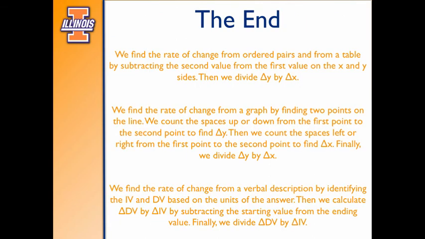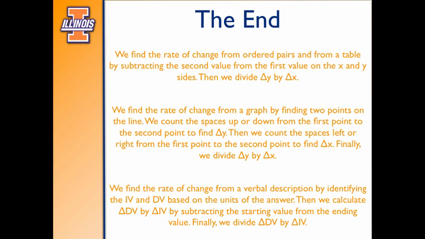Well, that's the end of how to calculate rate of change. We find rate of change from ordered pairs and from a table by subtracting the first value from the second value on the x side and the y side, and then we divide delta y by delta x. We find rate of change from a graph by finding any 2 points on the line. Then we count spaces up or down to calculate delta y, count spaces left to right to find delta x. Finally, we divide delta y by delta x.